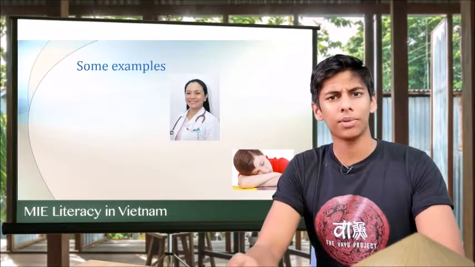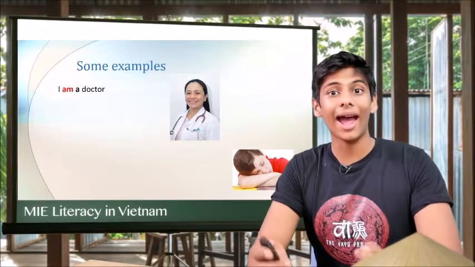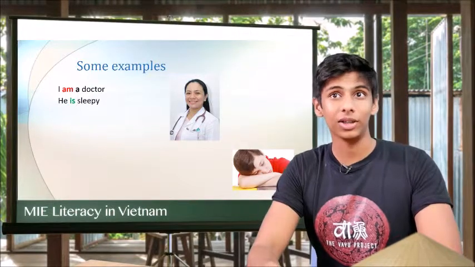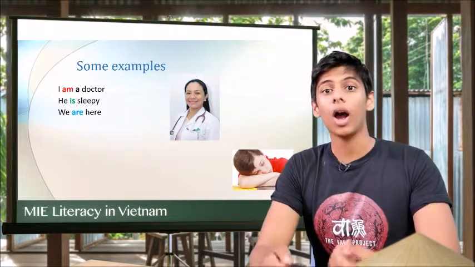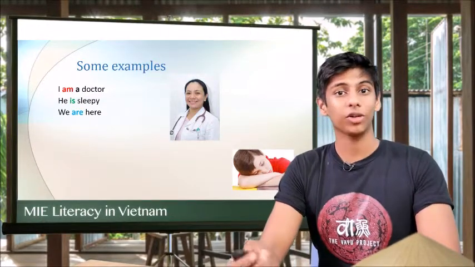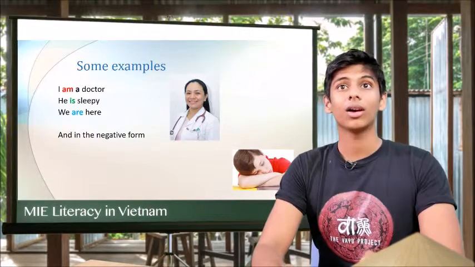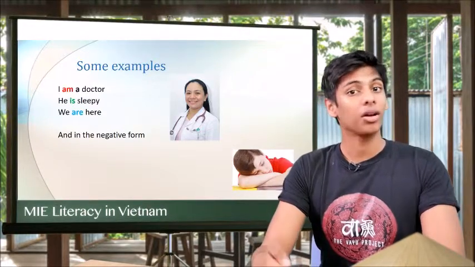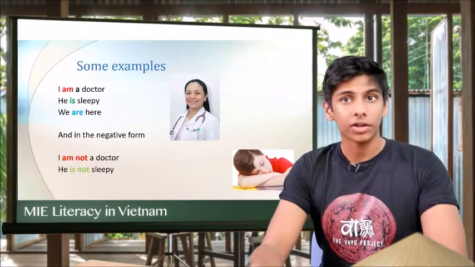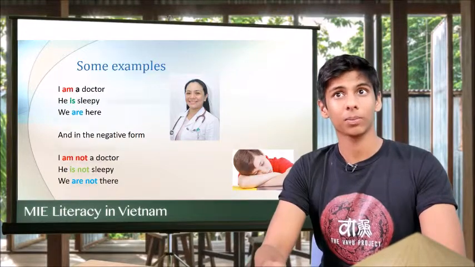Let's look at some examples of be verbs in sentences. I am a doctor. He is sleepy. We are here. These words represent a state of being. Now, in the negative form, let's think: I am not a doctor. He is not sleepy. And we are not here.